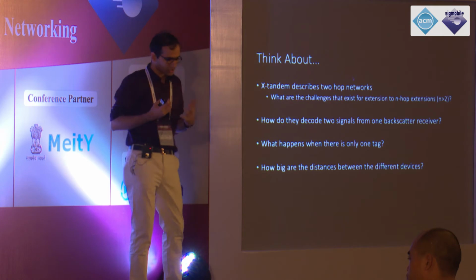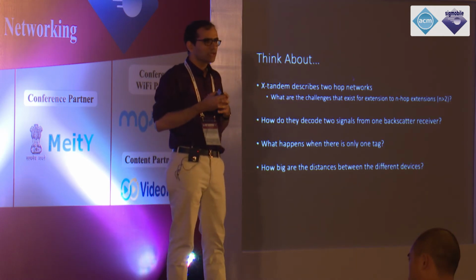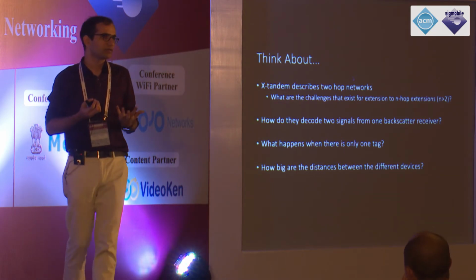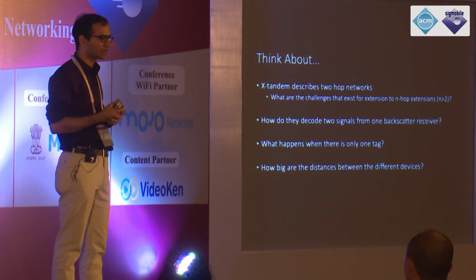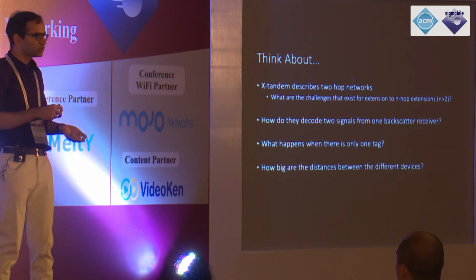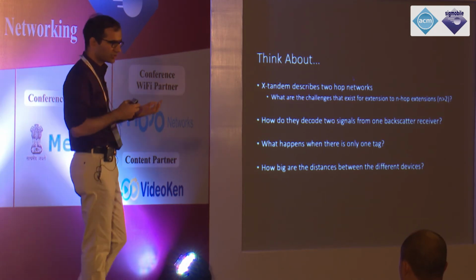So when you listen to this talk, there are several points to think about. One of them is that this is a paper called Extandum. It describes 2-hop networks, and it will be interesting to think about what challenges exist for extending to a generic n-hop network where n is greater than 2. How do they decode 2 signals from one backscatter receiver? They discuss this in the paper.